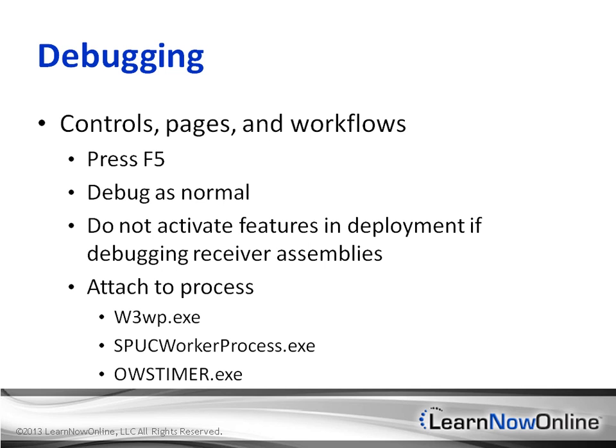So pressing F5 is one way to debug. There's sometimes when you don't want to do that or you can't do that. For example, if you made a custom timer job, then you can do it the same way that you could always do in Visual Studio, which is just attach to the process. If it was a timer job, obviously you can attach to the OWSTIMER process. For debugging your website, you would attach to the W3WP process. So right now, let's go ahead and take a look at debugging inside of Visual Studio 2012 with SharePoint 2013.